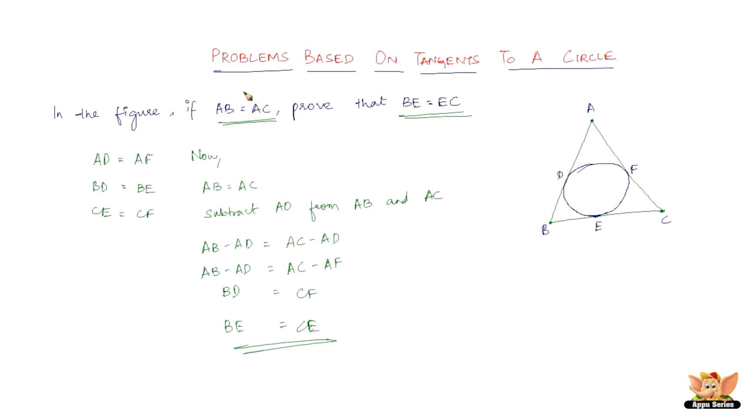It's a pretty simple, straightforward problem based on the property that tangents from an external point to a circle are equal in length. That is all you need to know. Once you know that property and you know how to apply it, you can solve this problem very easily. So let's quickly solve another problem before we conclude this video.